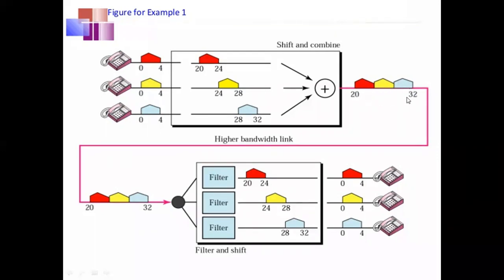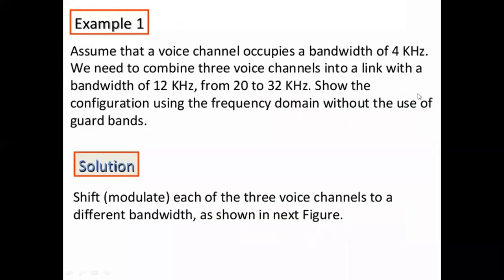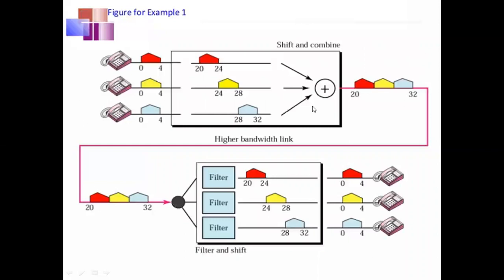So 20 to 32 kilohertz is the band. Now this is the multiplexing. It is passed through a channel, that is the link, and the receiver receives 20 to 24, 24 to 28, 28 to 32. A filter is designed to allow only the 20 to 24 kilohertz signal, another filter allows only the 24 to 28 signal, and this filter allows only the 28 to 32 signal. So the 20 to 24 kilohertz signal is received here.